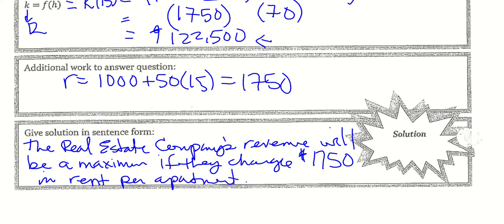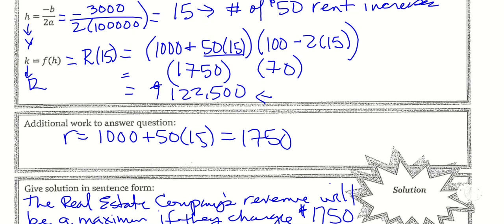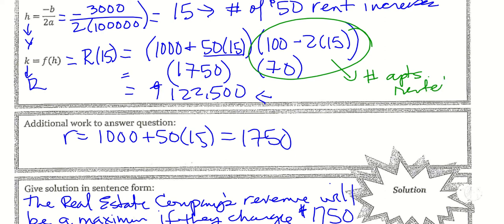We actually found more information than that, just in case we had a question that asked us to go farther. This number, this 70, is the number of apartments that they would actually rent. So they would have 30 apartments left vacant. And as we said before, this value is the total revenue that they would bring in per month.